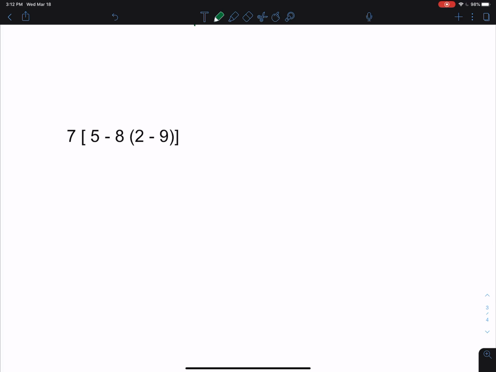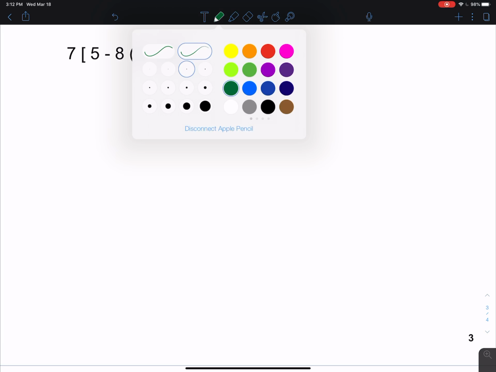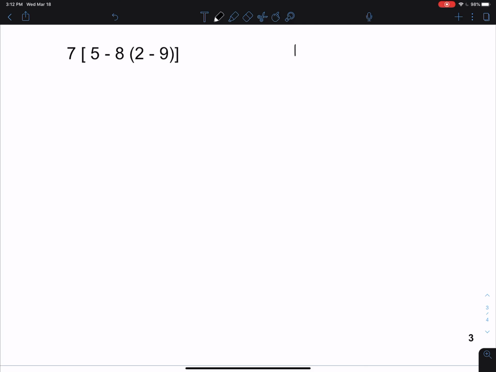Let's look at another problem. We have 7 and then brackets 5 minus 8, parentheses, 2 minus 9, and then close those brackets. So if we think about our order of operations, we have please excuse my dear Aunt Sally.